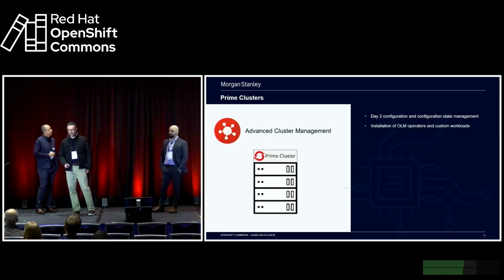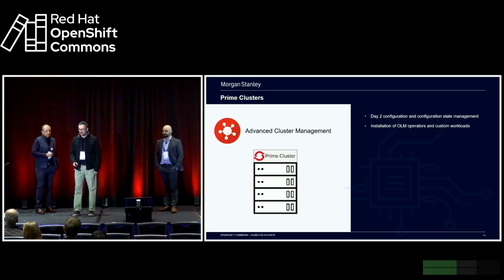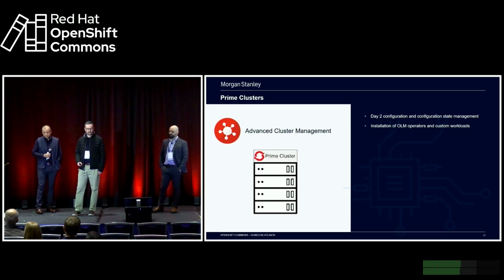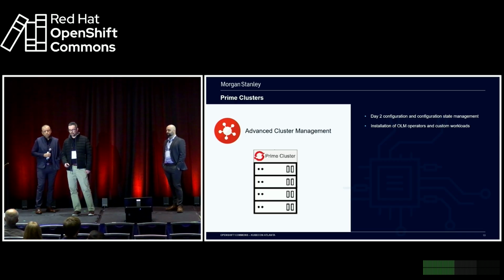The second main component is RHACM. So we use RHACM to manage policies, to install operators, and also custom workloads. Any changes to the Ansible Automation Platform or to the Advanced Cluster Management needs to go through a code-based workflow, and so everything stays consistent.